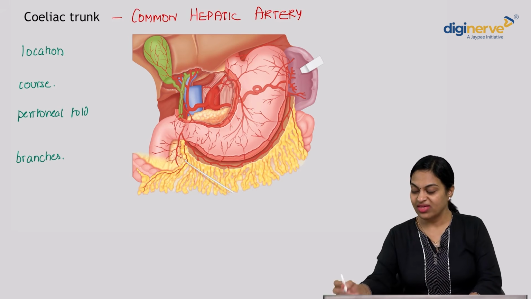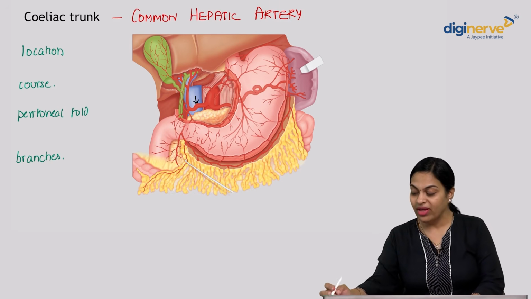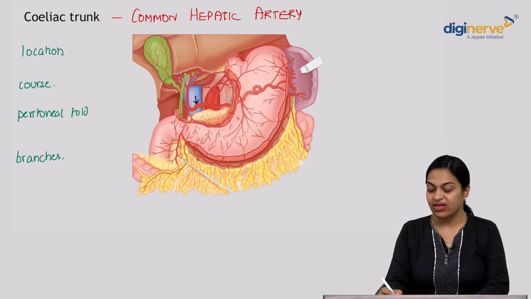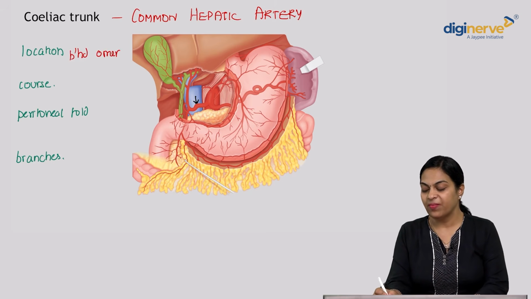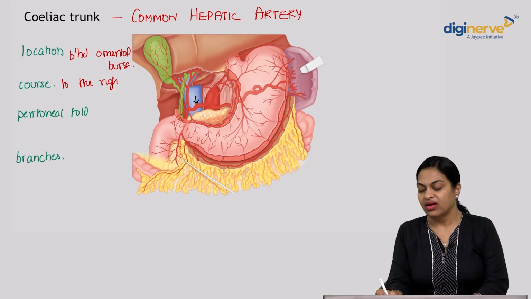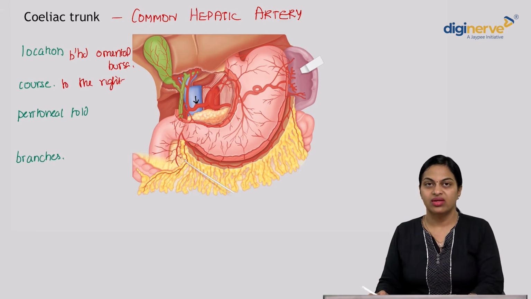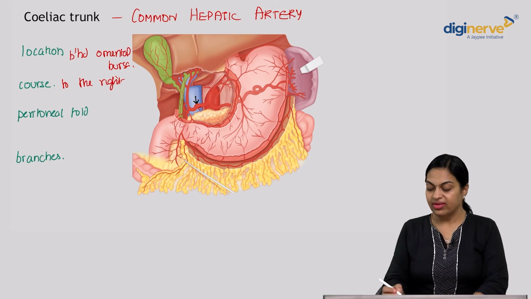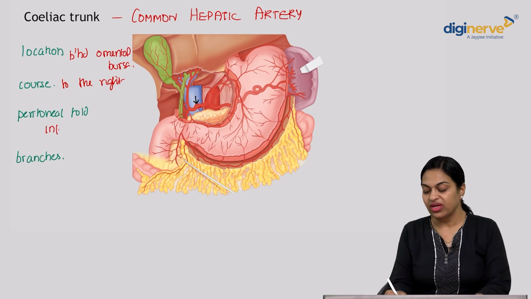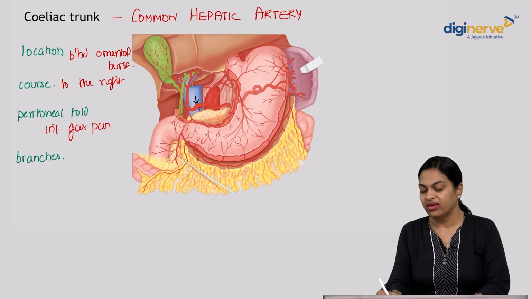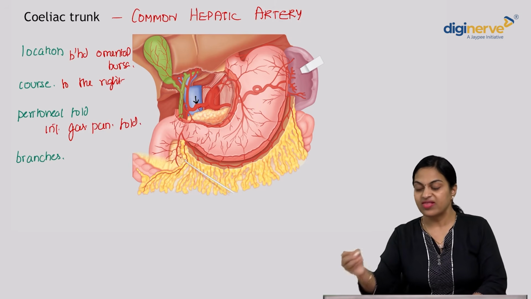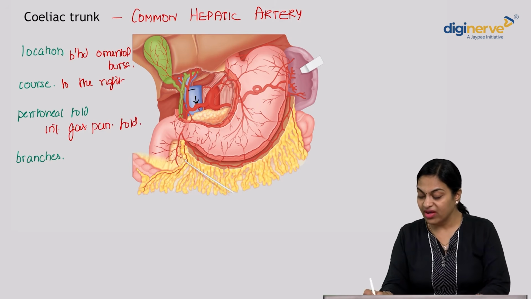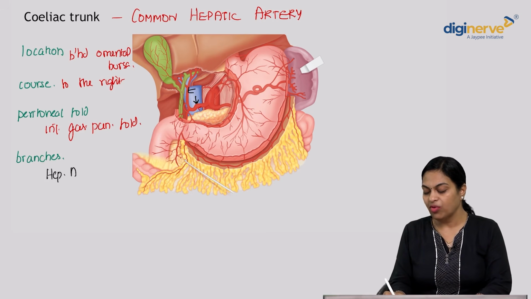Moving on to the next branch. Yes, this is the common hepatic artery. This common hepatic artery again lies behind the omental bursa. We can see it running to the right along the upper border of the neck of the pancreas, right? The common hepatic artery here. And this one is going to be related to the inferior gastropancreatic fold. This common hepatic artery will give rise to the hepatic artery proper.